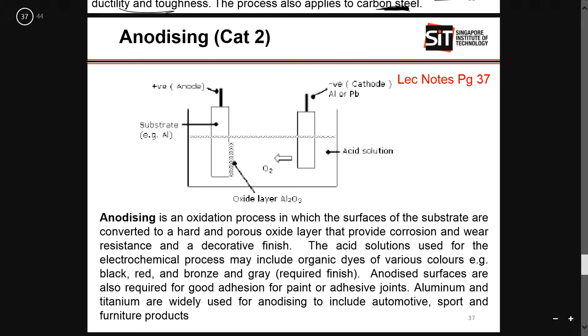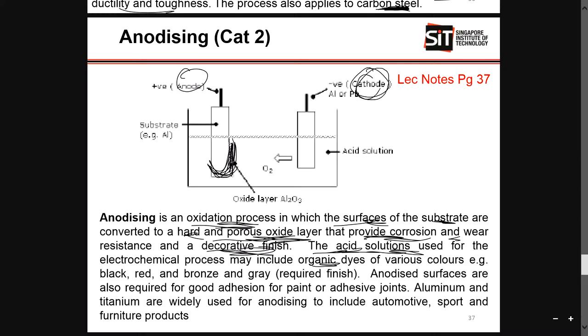It's an oxidation process in which the surfaces of the substrate are converted to a hard and porous oxide layer that provides corrosion and wear resistance and a decorative finish. If they ask you to elaborate more, then you're going to talk about all these things: the solution, and you can draw the cathode and the anode also. You form this oxide layer, as you can see, to protect against corrosion and things like that.